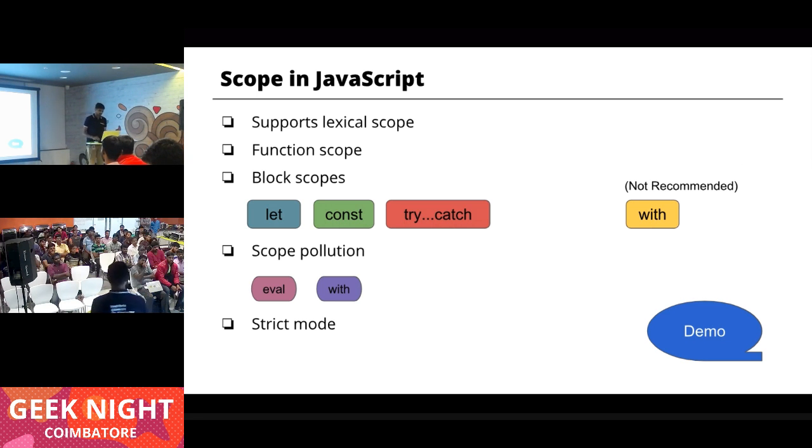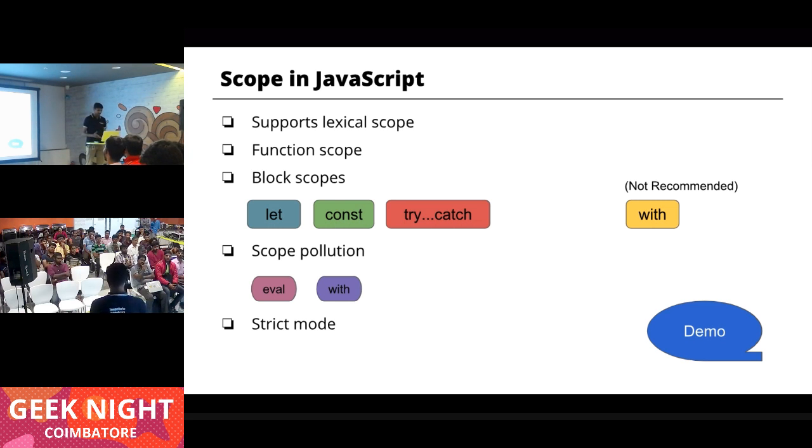So after that, polluting the scope. How can you pollute your scope? Normally, polluting scope happens when you are trying to do something dynamically. When you are using with, it will do it. And when you are using eval, compiling your code dynamically, then it will pollute your scope. It will dynamically create some variables and add them to your scope so that it gets polluted.